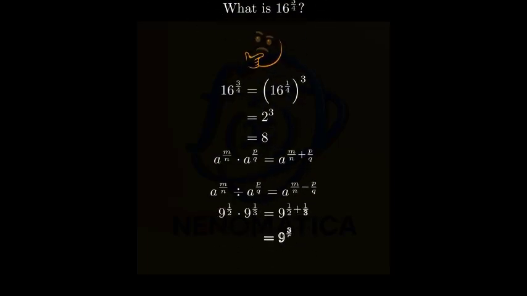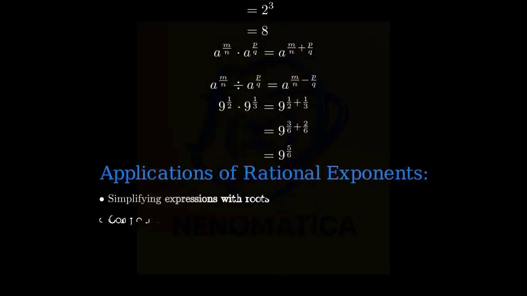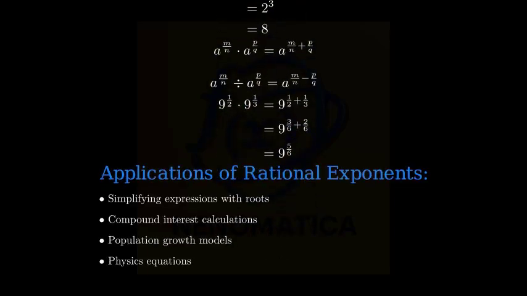For example, 9 to the power of 1/2 times 9 to the power of 1/3 equals 9 to the power of the sum of 1/2 and 1/3, which is 9 to the power of 5/6. Rational exponents are incredibly useful in various areas of mathematics and science. They allow us to express and manipulate roots elegantly in equations. They're used in calculating compound interest, modeling population growth, and in physics equations.